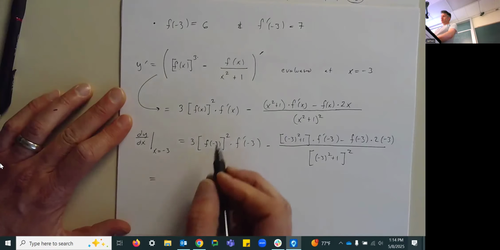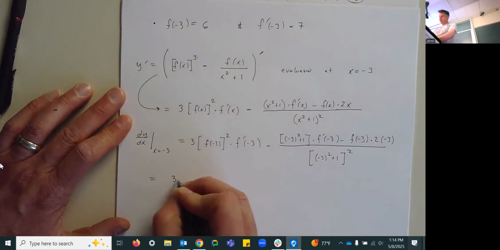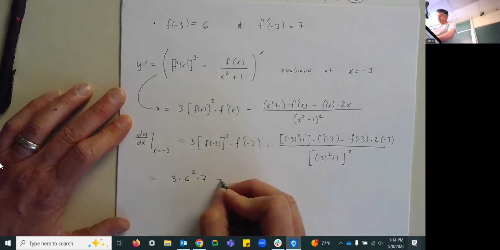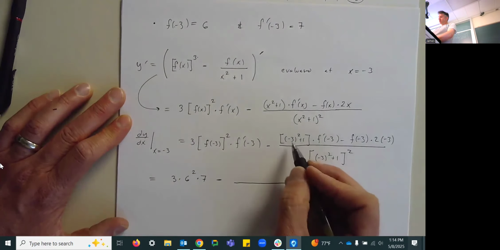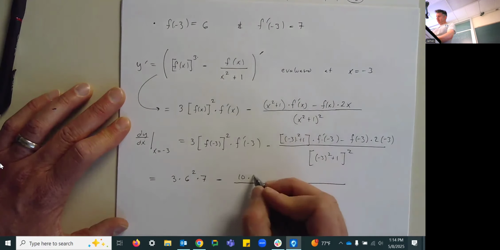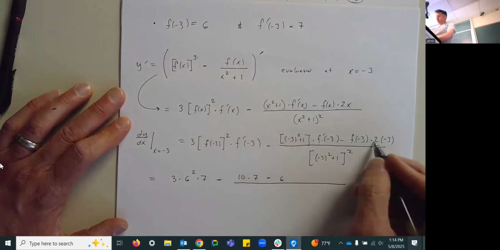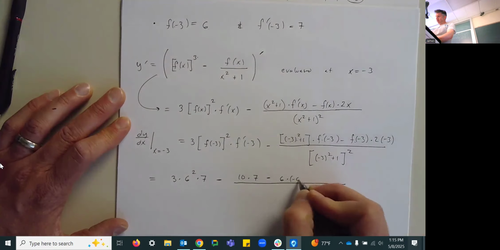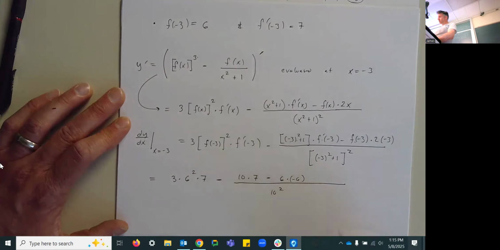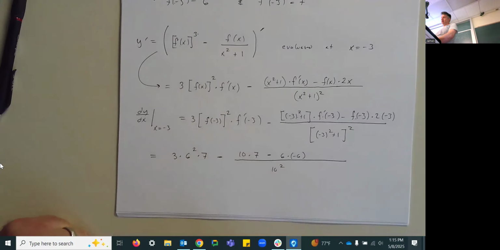So we're going to get, so f of -3 is 6, f prime of -3 is 7. So we're going to get 3 times 6 squared times 7 minus this gross fraction over here. 9 plus 1 is 10 times f prime of -3 is 7 minus f of -3 is 6 times 2 times -3 is times -6. All divided by 9 plus 1, which is 10 squared. And then the rest of this is doing some arithmetic, which is not super nice, but fine.